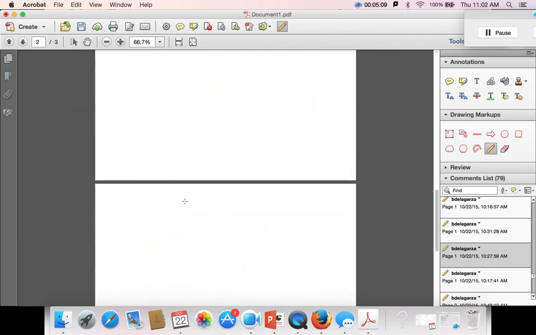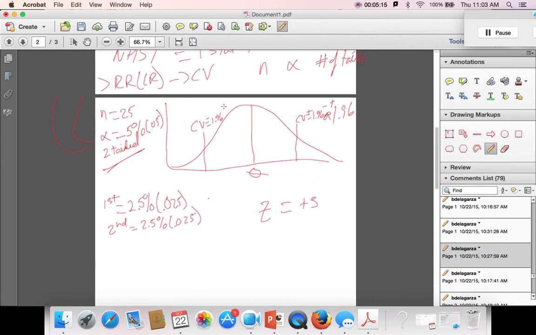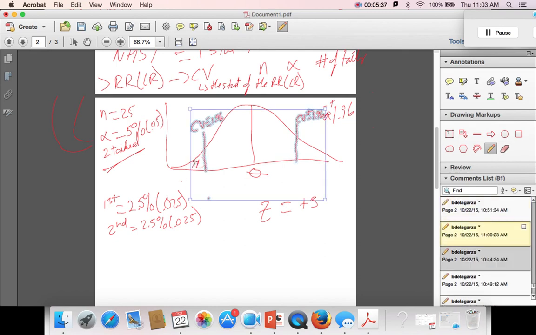I know that this is 1.96. Remember, I told you that a critical value indicates the start of the region of rejection, or the critical region. So in other words, 1.96 begins the region of rejection. Everything to this side of 1.96 and everything to this side of 1.96 is going to be region of rejection. So this is my region of rejection and this is my region of rejection.